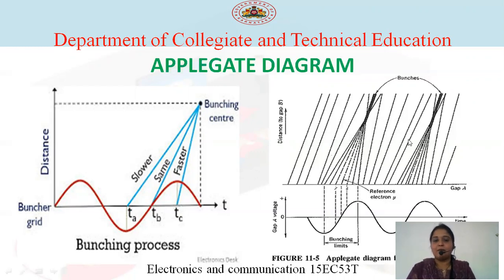Therefore, all the three will move, and at some point they will catch up with each other, and the bunching process will take place there. The high velocity electrons will give up their energy to the lower velocity electrons, and in this way, amplification of the signal will take place there.